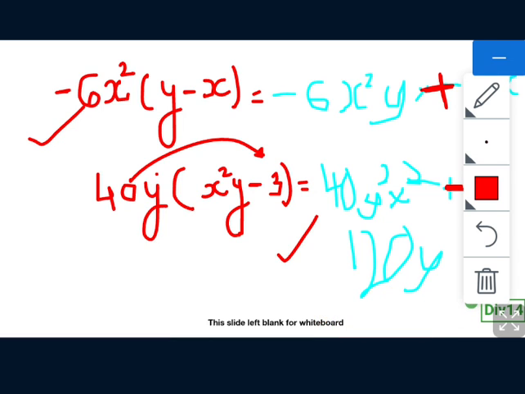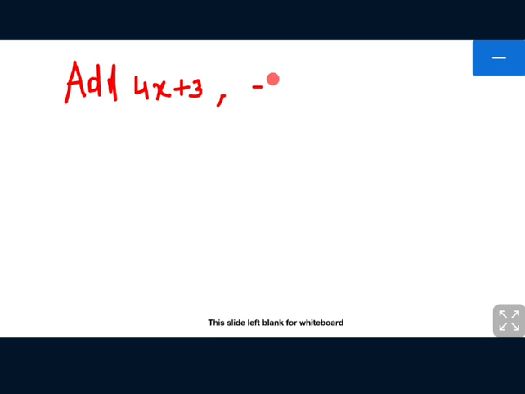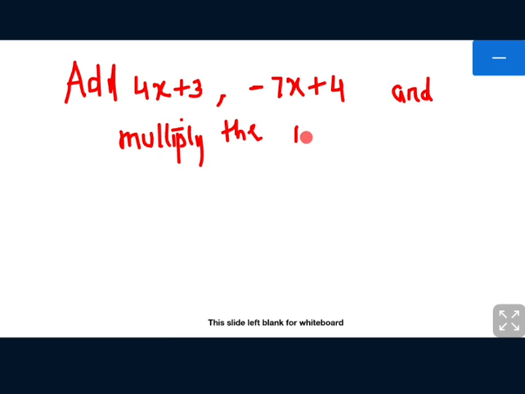Okay, now I'm giving a question. It's given as add and multiply the result with. Okay, solve this one.